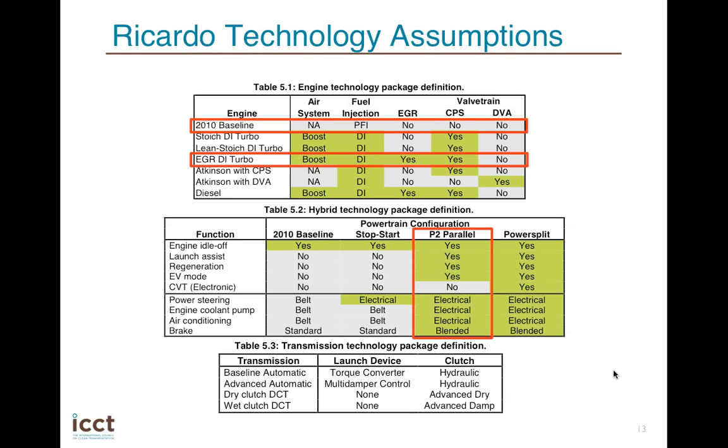And then finally on the bottom is some transmission technologies. We used the DCT, although it varied from the dry clutch DCT for the smaller vehicles to the wet clutch for the larger light trucks.